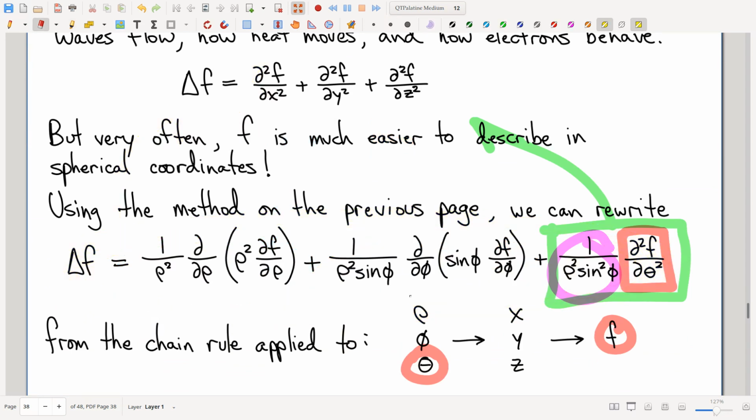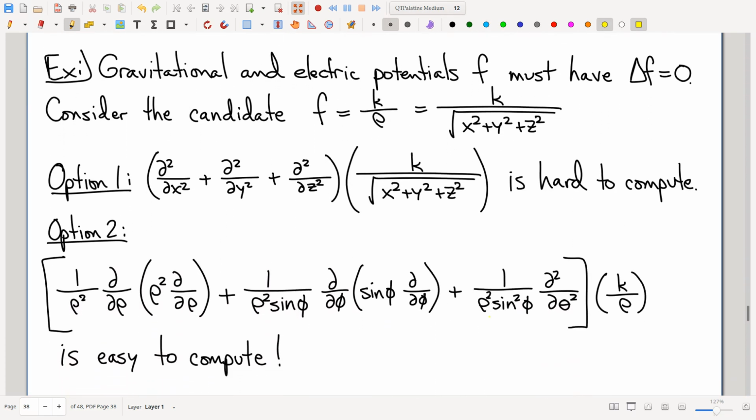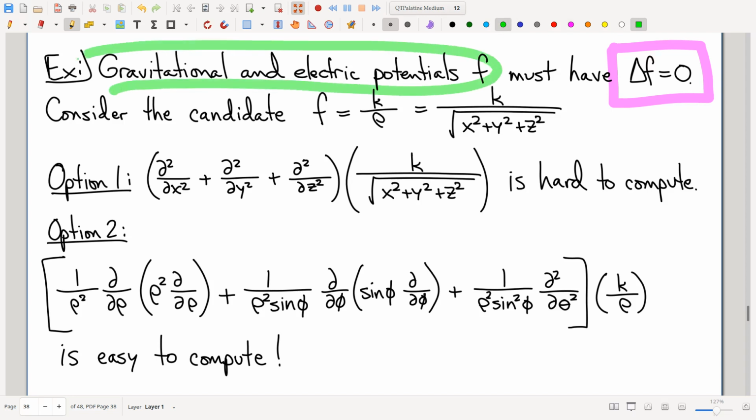Okay, so who cares? How does this help us? And let's look at this question here. So this equation right here is very important. This is called Laplace's equation. No surprise, Laplacian operator. And it turns out that if you want to understand gravitational potentials and electric potentials, they're mathematically very, very similar. Those functions have this feature that the Laplacian of those functions has to be 0. That's just how it works.